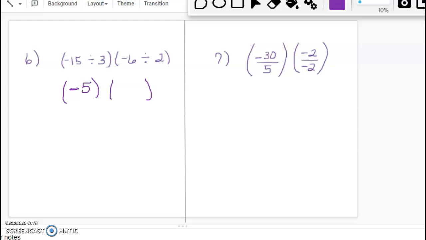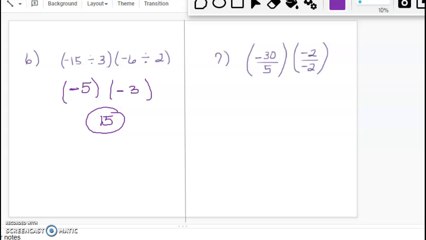Negative 6 divided by positive 2. Well, the signs are different, so they're negative. And 6 divided by 2 is 3. If you remember from lesson 1, 2 parentheses next to each other with nothing in the middle means multiply. So a negative times a negative is a positive, and 5 times 3 is 15. So my answer is 15.